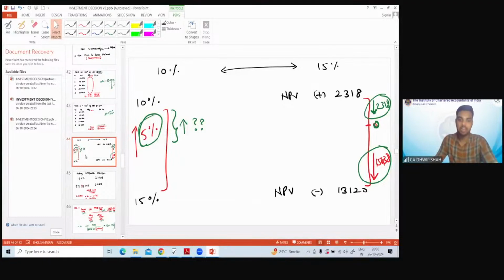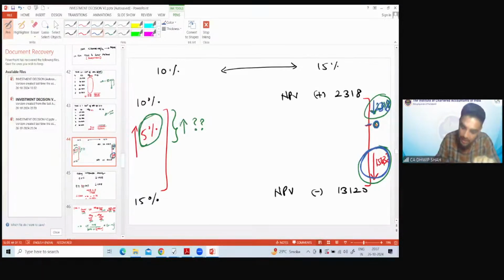So by increasing the discounting rate by 5%, my NPV fell by 15,438. Are you understanding till here? Any questions till here? No, sir. I don't want to fall it down by 15,438. I just want to fall it down by 2318 because if I fell it down by 2318, it will be 0. I will reach the 0 point. Any queries till here?